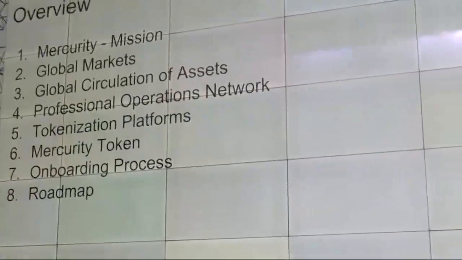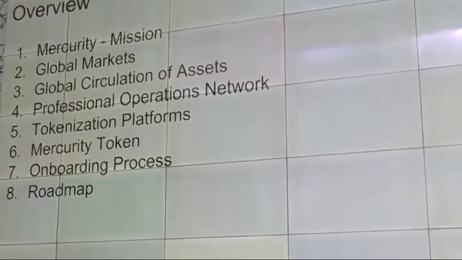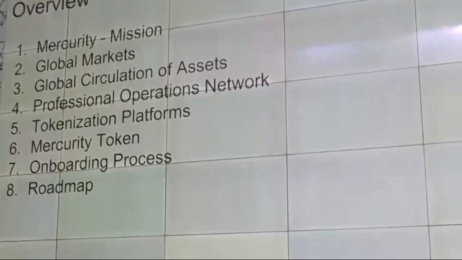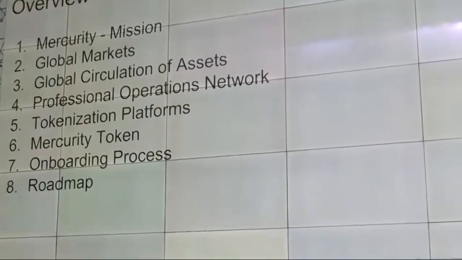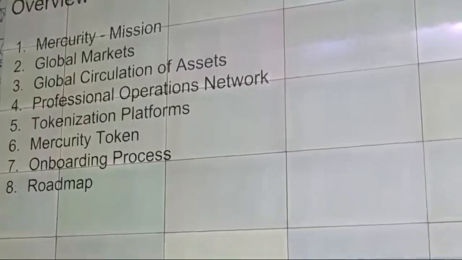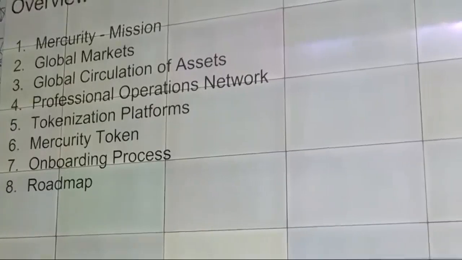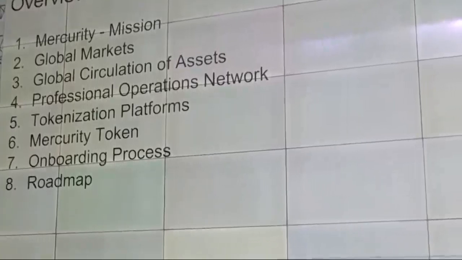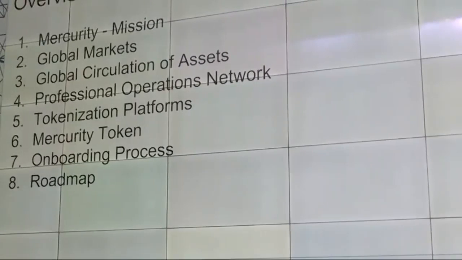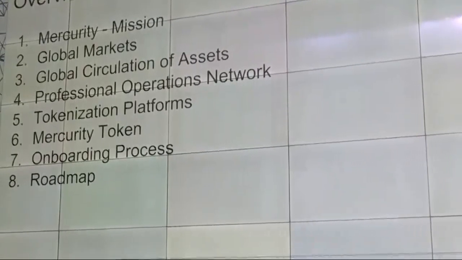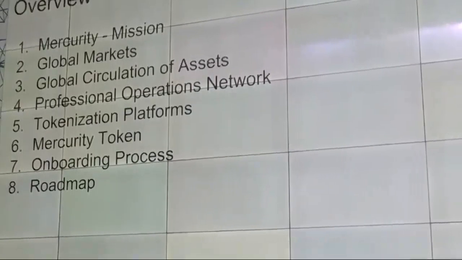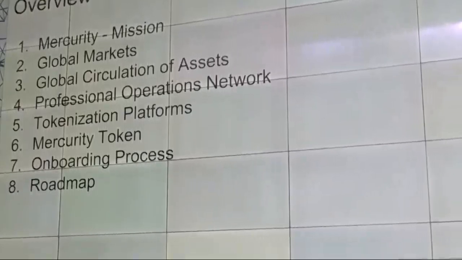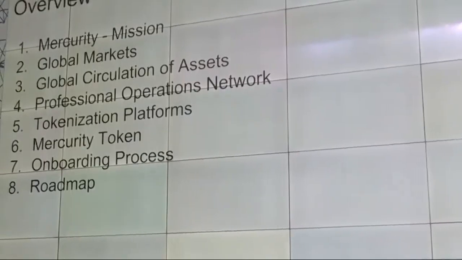This is what we're going to be talking about. So first, what is Mercurity? What is our mission? The global markets that we're servicing, the global circulation of assets, the professional operations network, the tokenization platforms, the Mercurity token itself, our onboarding process, and finally our roadmap. If these seem complicated now, I'll try to clear that up.